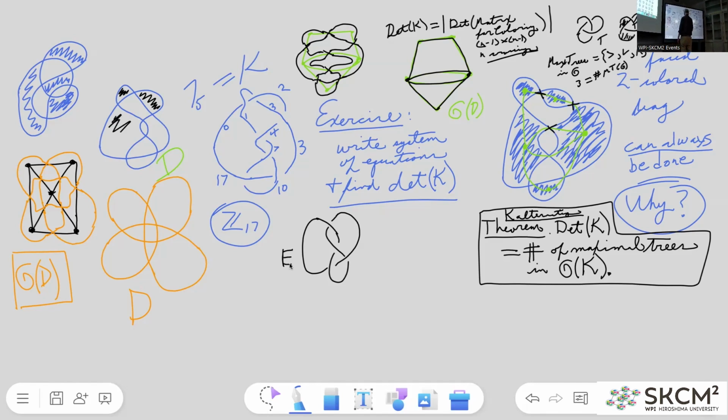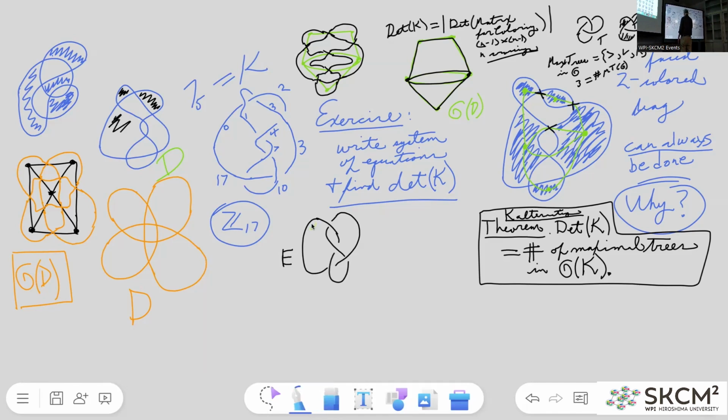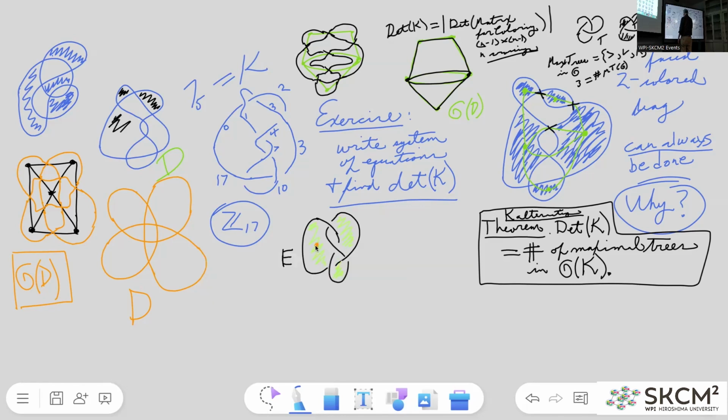And if we were to shade it and obtain a graph for it, this is not too complicated a graph. Here's the graph of the figure 8 knot.